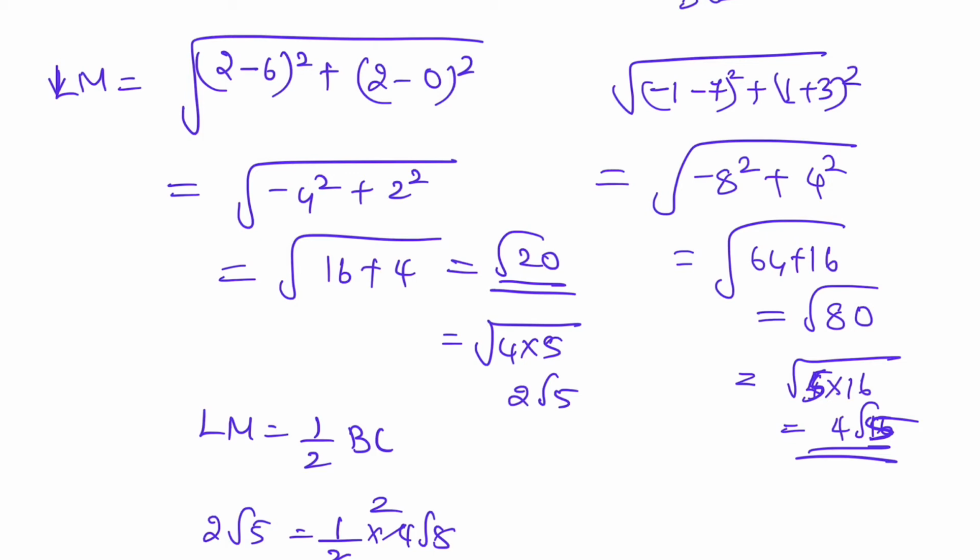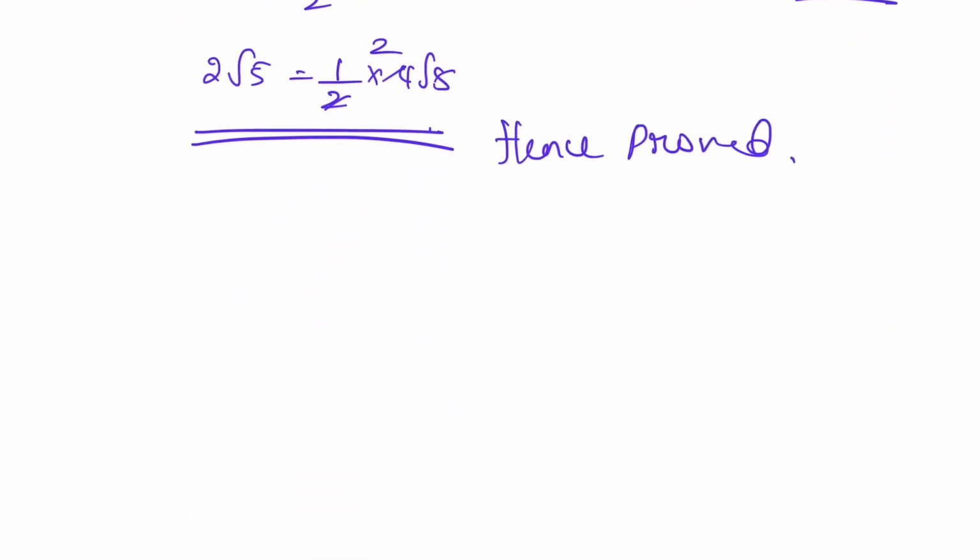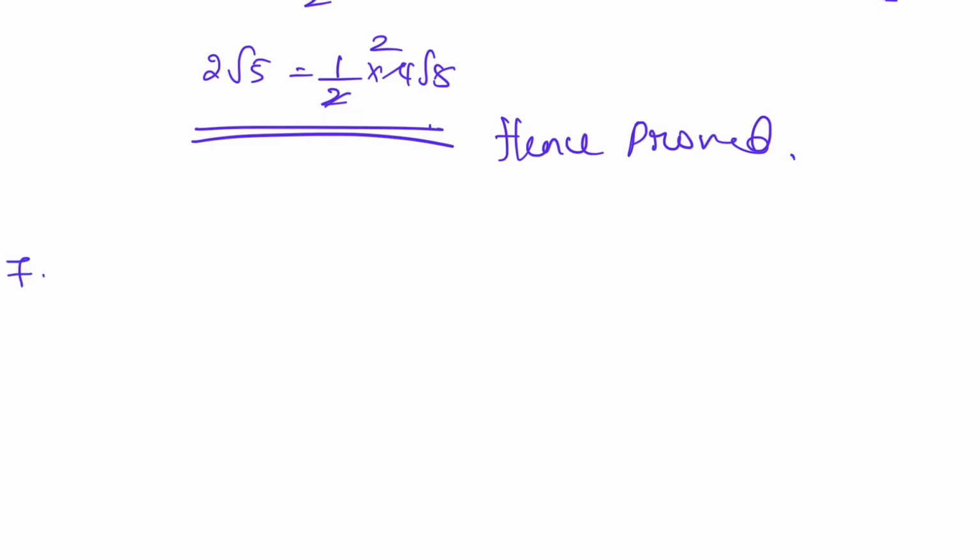Hope it's clear, children. In a similar way you can do the 4th, 5th and 6th questions. Now let me come to the 7th question. The 7th question: (minus 5, 2), (3, minus 6), (7, 4) are the vertices of a triangle. Find the length of its median through vertex (3, minus 6).